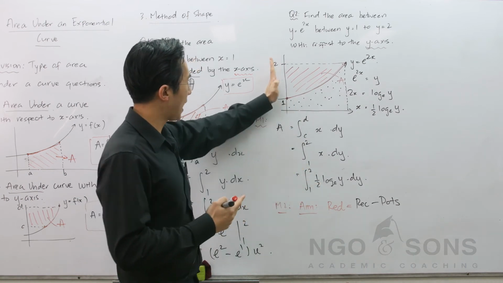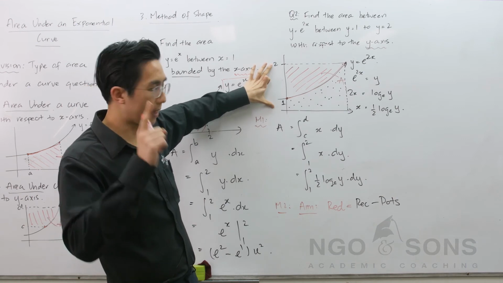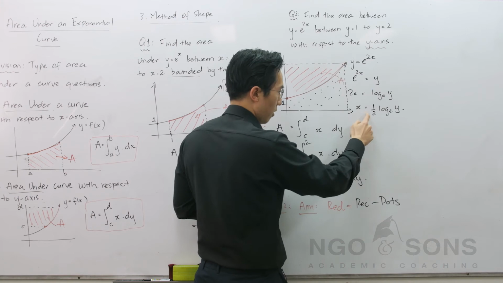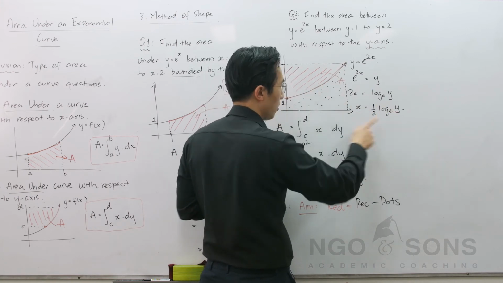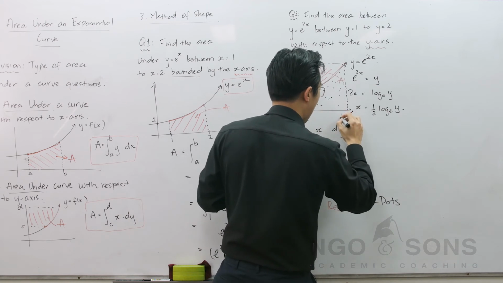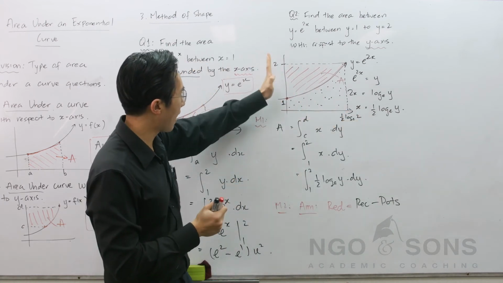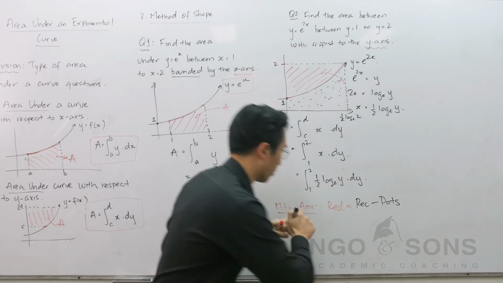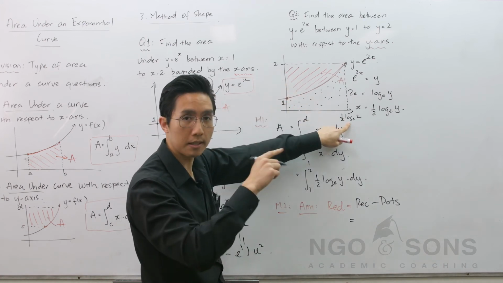Let's try. Do we have this length? Yes, that's 2, but we don't have the breadth. So let's find the breadth by subbing 2 into the curve, which is that here. You will get this coordinate as half log e 2. All right, so I now have the length and the breadth, so I can find the rectangle. So let's sub it in. Guys, help me out. 2 times this, so 2 times half is gone.